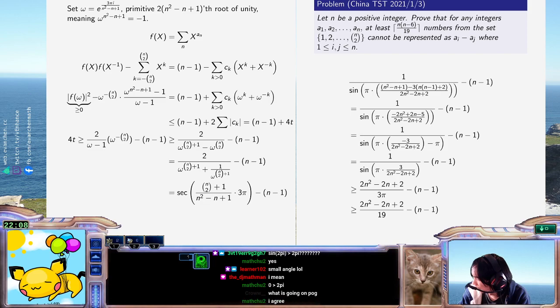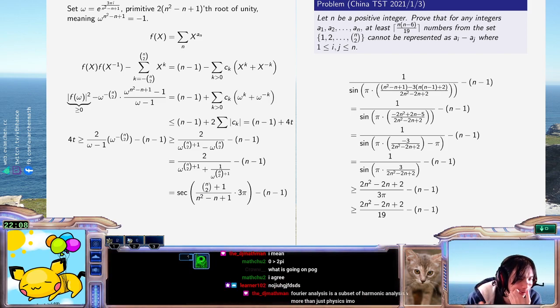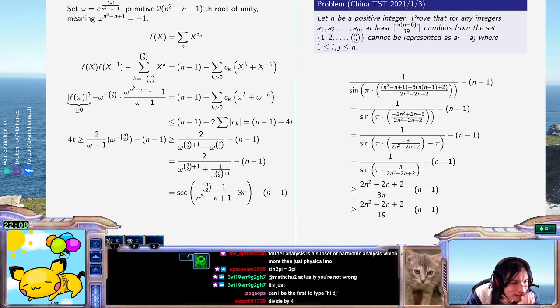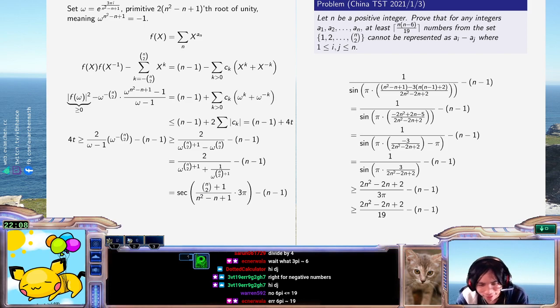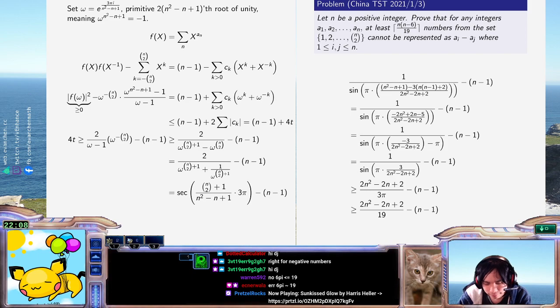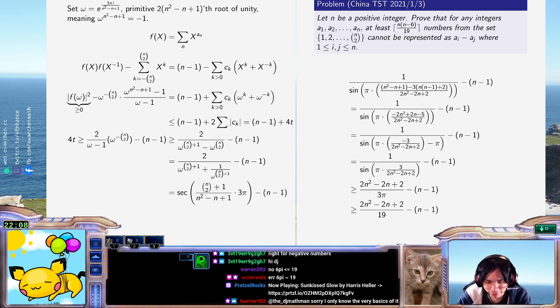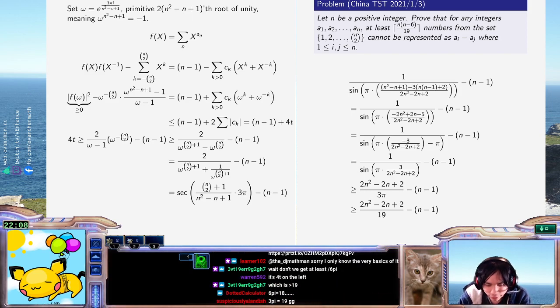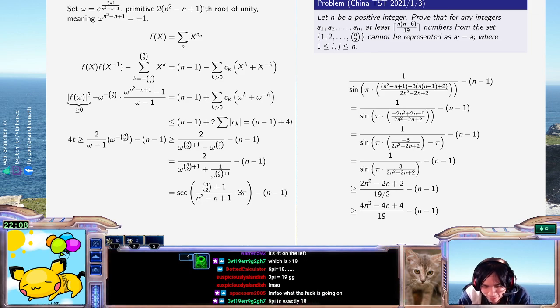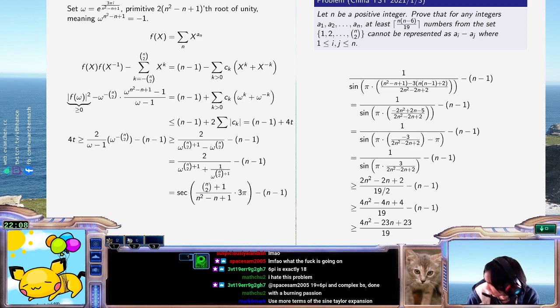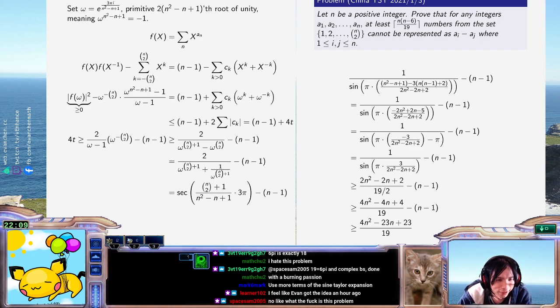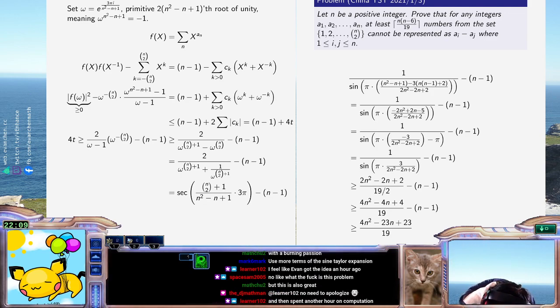Which is at least... Why is my bound off by a factor of 2? Wait, oh, what? No! This was supposed to work! Oh, wait, 3 pi... I'm sorry. 3 pi is... Oh my god. 19 halves. So, 4n squared minus 4n plus 4 minus n minus 1, which is at least 4n squared minus 23n plus 23. And when you divide by 4, we made it! We made it!